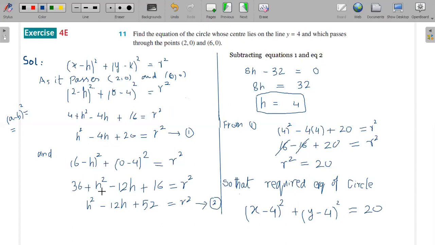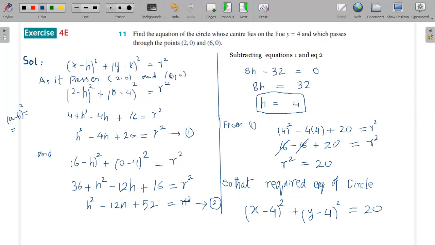So the first term, 6 square, is 36, the second term is h square, positive h square, and the third term will be 2 multiplied by first into second. 2 multiplied by 6 will be 12, and the second term is h, so minus 12h. Plus minus 4 square is 16 equals r square. So now we arrange them: h square first, then 12h, and then 16 plus 36 will be 52. So this is equation number 2.